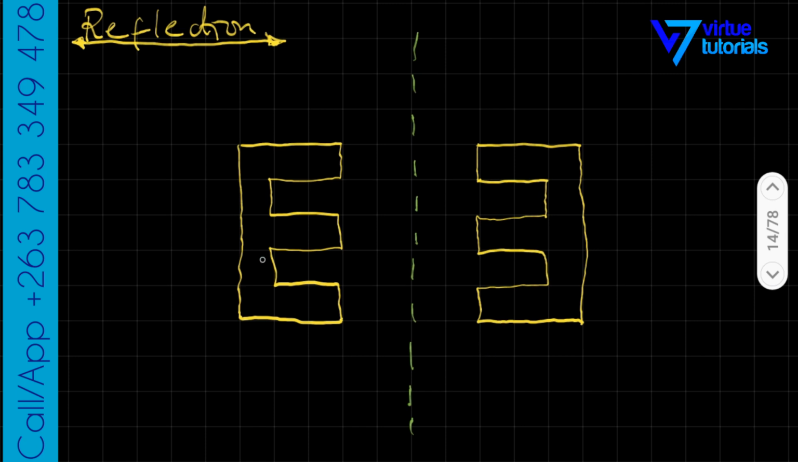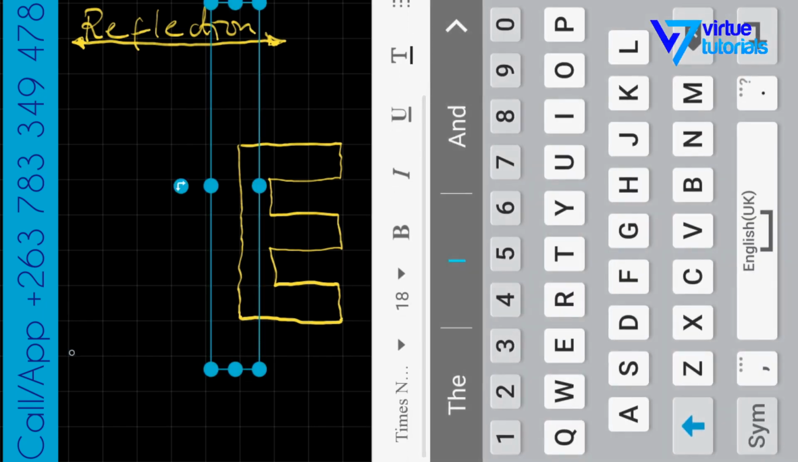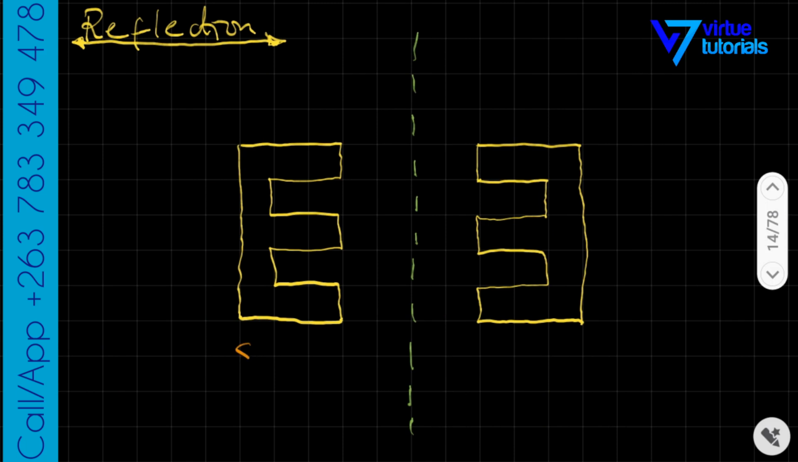So in this illustration here, we have two E's. This is my shape, right? Okay, this is my shape, and this is my image. The shape and the image, between them is a mirror line. This green line, this is a mirror line, right? So they are facing each other on either side of the mirror line.